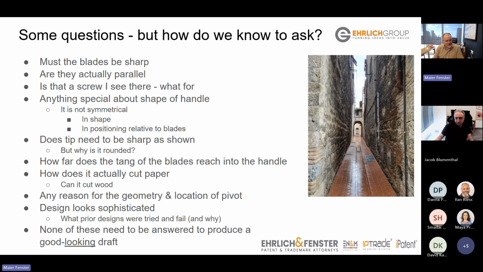What is the mechanism that makes it cut paper? Can you use it to cut wood? And this looks like a very sophisticated design. What prior designs did you try making and you decided not to use them? Now, I just want to be clear, none of these questions have to be answered if what you want to do is to produce a good-looking draft. Okay, from what you saw in the previous movie, you can definitely write a set of 20 claims and draft a disclosure with a few figures describing the invention. It's enabled, it's complete, it covers what appears to be the invention, but maybe you won't do a good job.